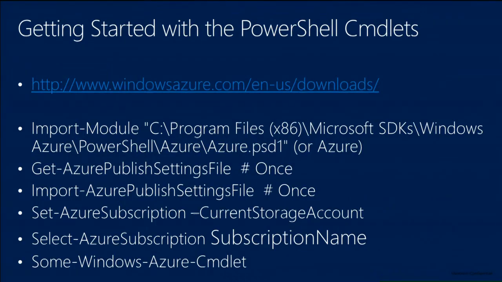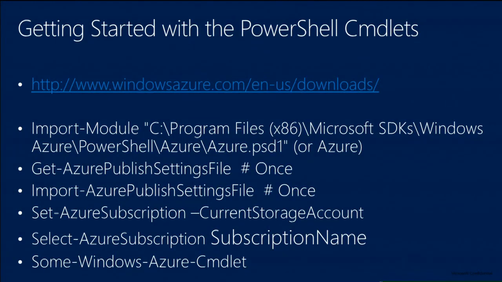Once you've imported the module, then you need to run a commandlet called Get-AzurePublishSettingsFile. All it really does is launch IE and take you to a web page. So it really doesn't do anything fancy, except it magically knows the URL to take you to the right page so you don't have to remember it. And also we may change it in the future, so this commandlet works out well for that.